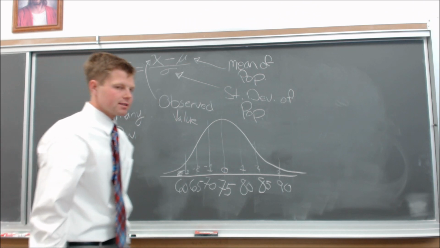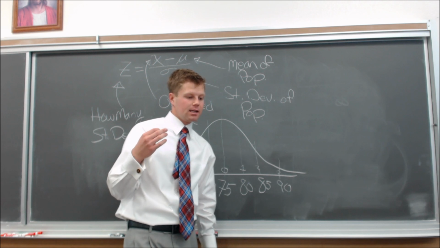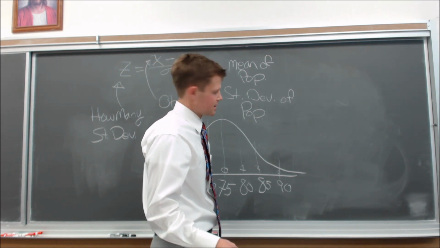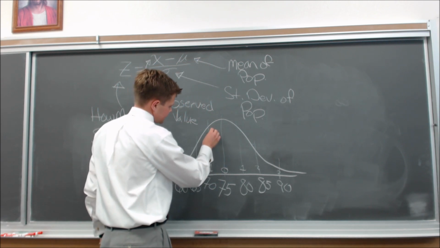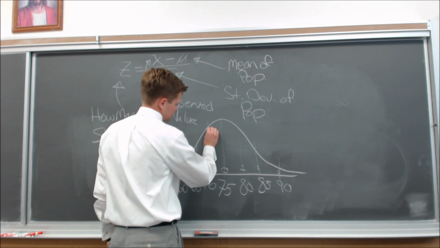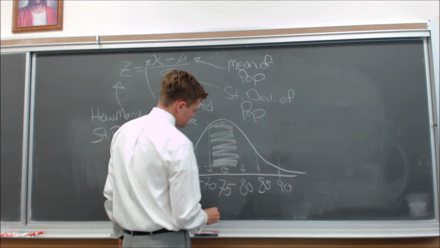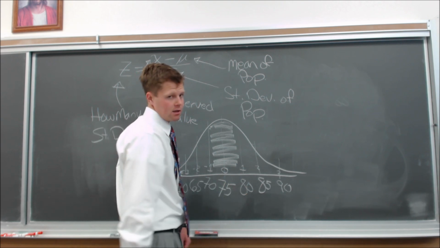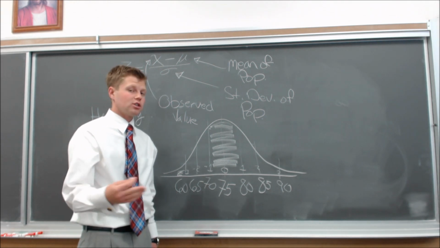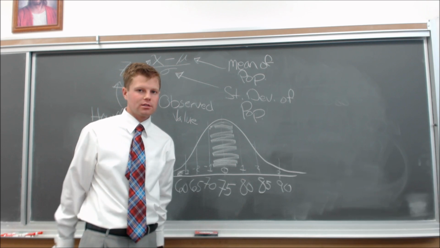Now, what the 68, 95, 99.7 rule says is that 68% of the students scored between 70 and 80. So you can say that a little more than 2/3 of the class scored between 70 and 80. So they got a C. 2/3 of the class got a C.